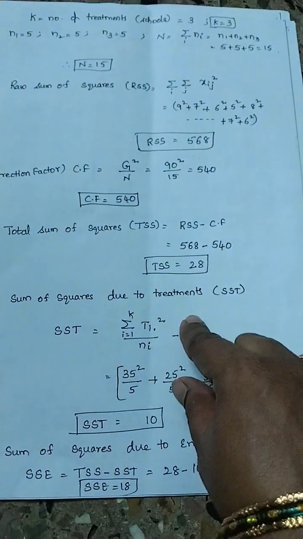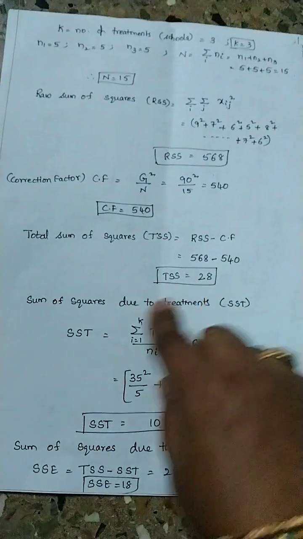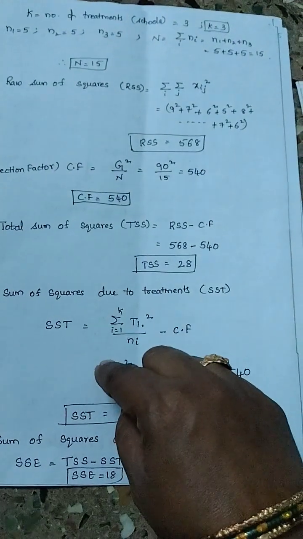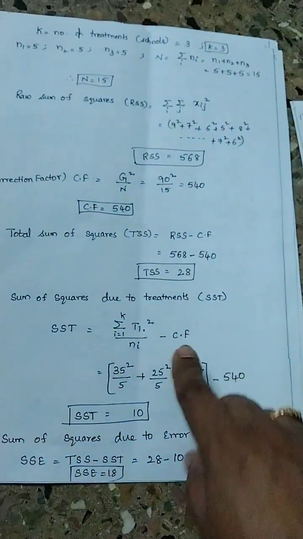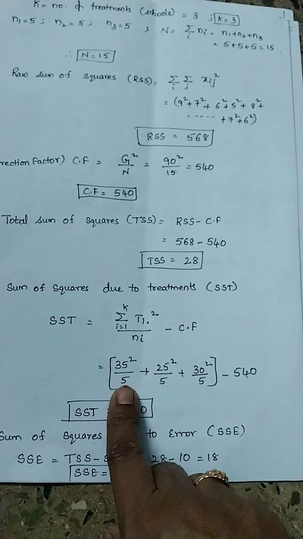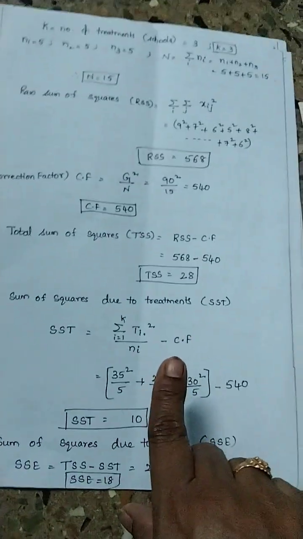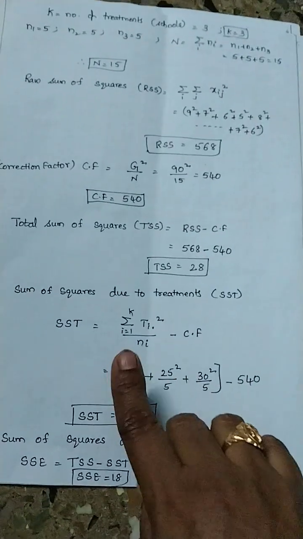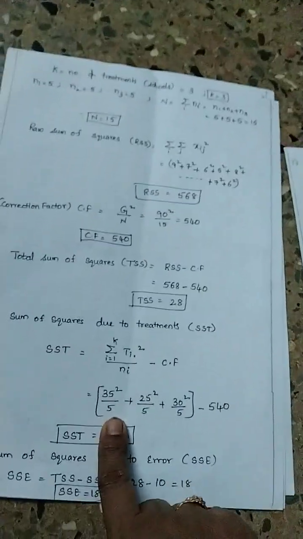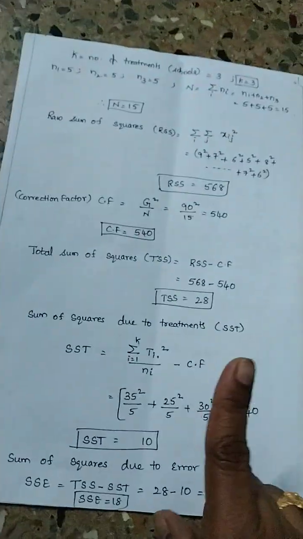Now sum of squares due to treatments you have to find out, which will be shortly written as SST. SST is equal to the summation of Ti square by ni minus correction factor. Here the values of n1, n2 and n3 are the same, that's why we are writing 5, 5, 5. If the values of n1, n2, n3 are different, we are going to write the total by its value, that is, how many observations there are. Only that is the difference between equal and unequal numbers.